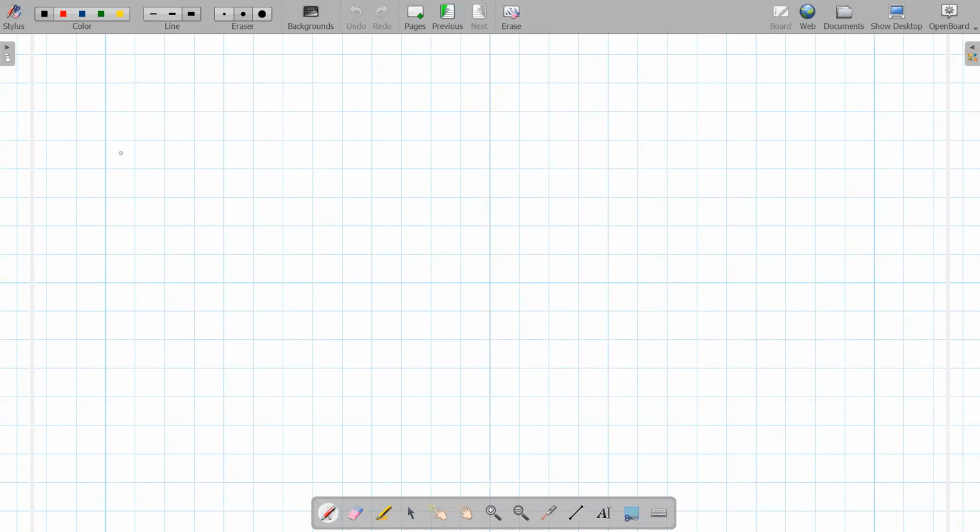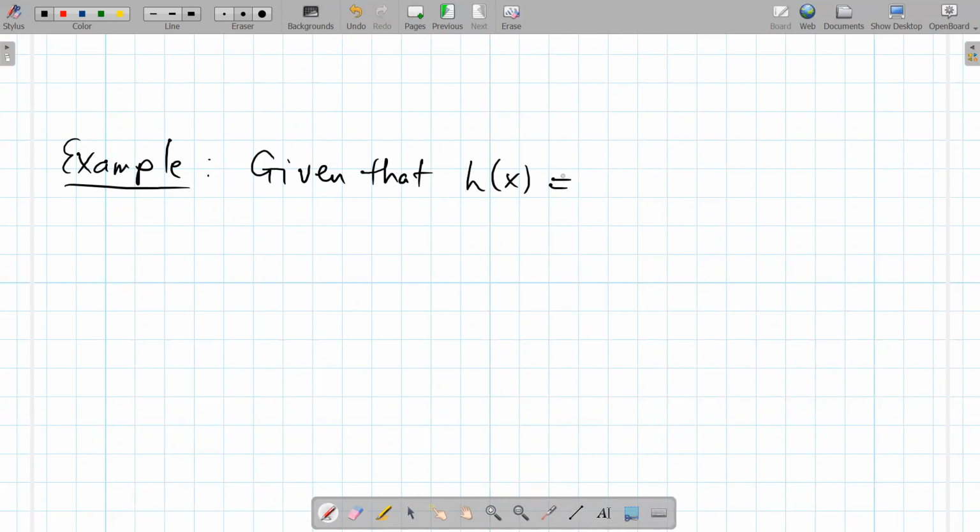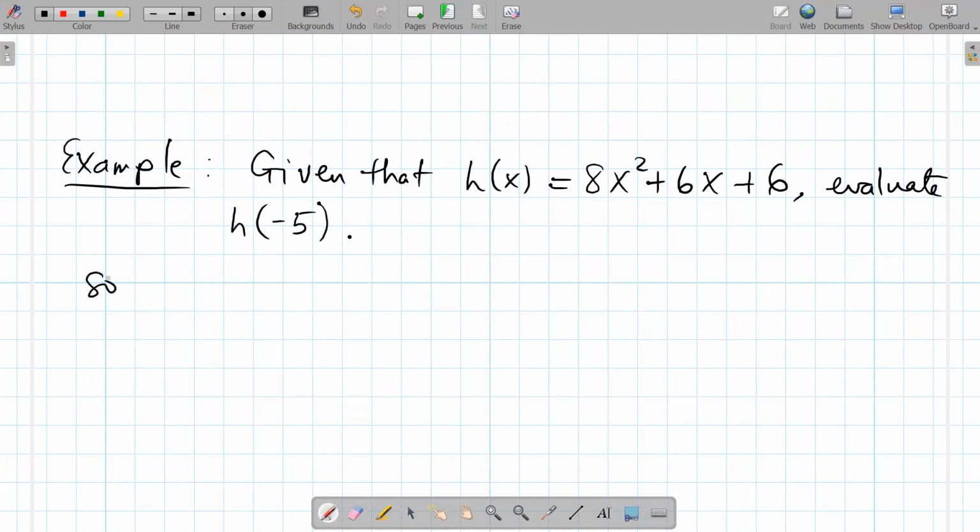So let's look at this example 2. Given that h of x is 8x squared plus 6x plus 6, evaluate h of -5. And this is a very simple one.